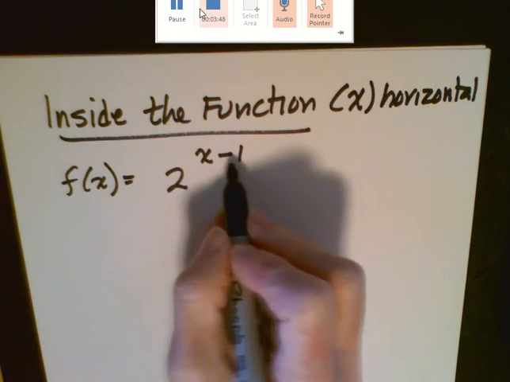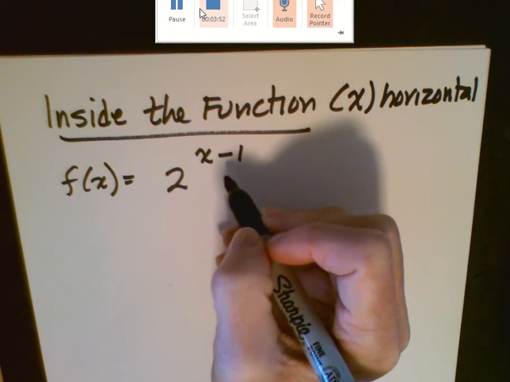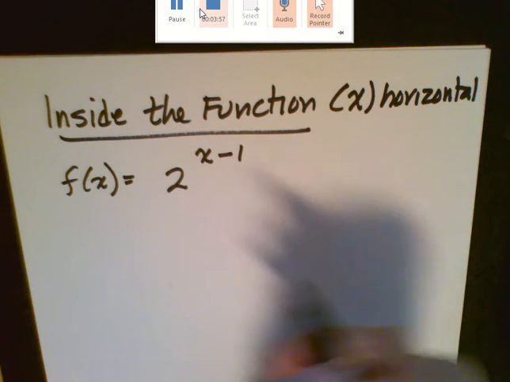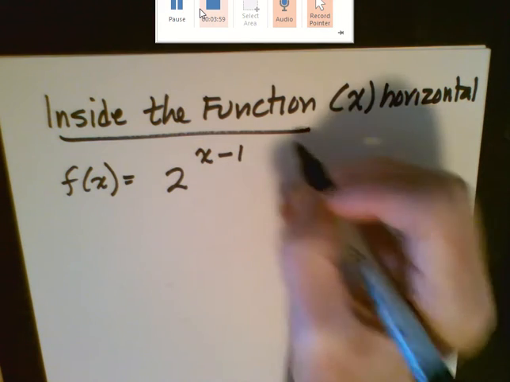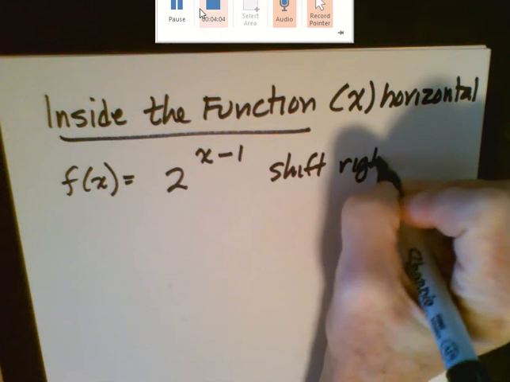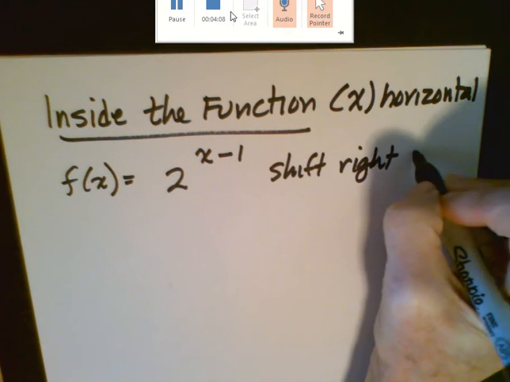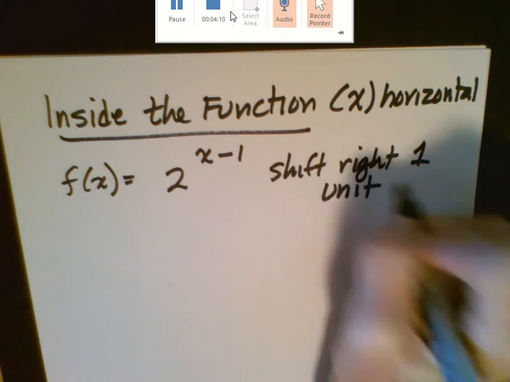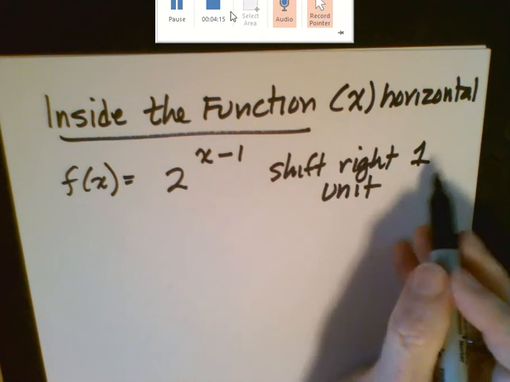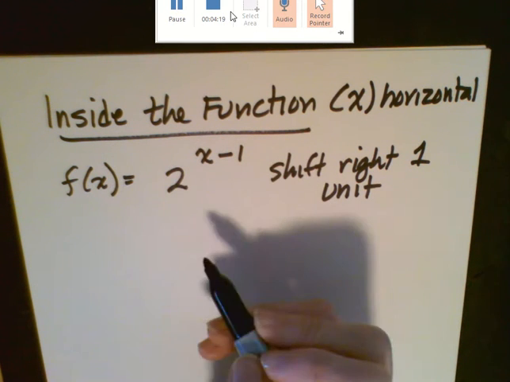Okay, see, that has to happen before you raise to the power. So it's in the function. It's not after you raise 2 to the x. You have to make this subtraction happen, then raise to the power. That's inside the function, and this means shift right. Remember, with x, we always have to think of the opposite sign. Shift right 1 unit. In other words, take the x coordinates of your points and add 1 to them. If that was x plus 1, we would go left.